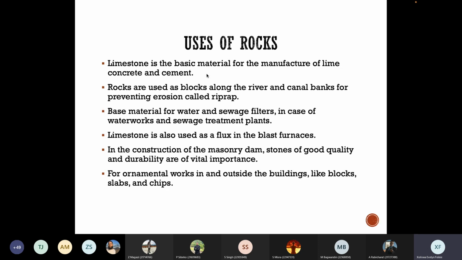Stones of good quality and durability are of vital importance, so that's where they use them. And then sometimes for ornamental works in and outside the buildings, like blocks, slabs, and chips.